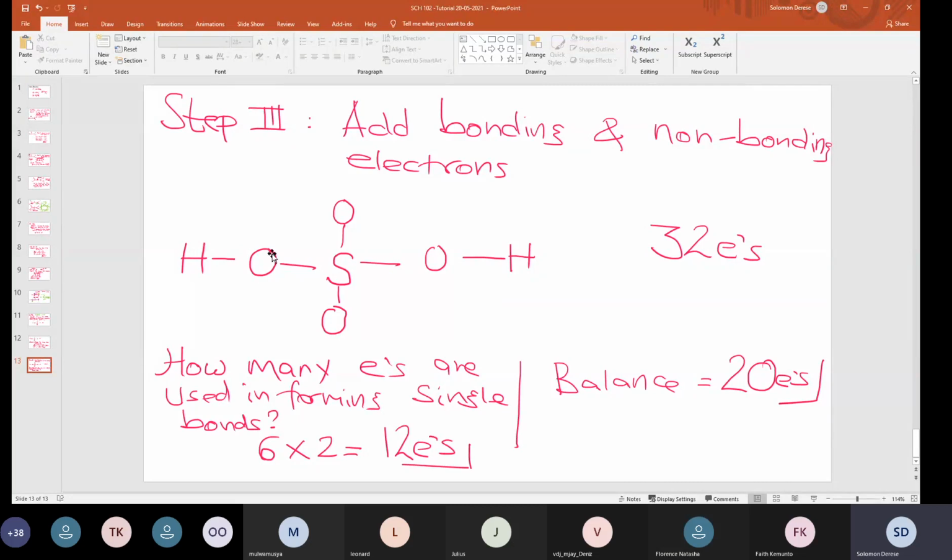This one has got only 4 electrons. This one has got 4 electrons. This one has got only 2 electrons. This one has got only 2. Therefore, we must fulfill the octet. So let us first fulfill the octet of the oxygens that are not attached to the hydrogen. If you look at them, they only have 1 bond. As a result, they only have 2 electrons. How many electrons will they need to have an octet?